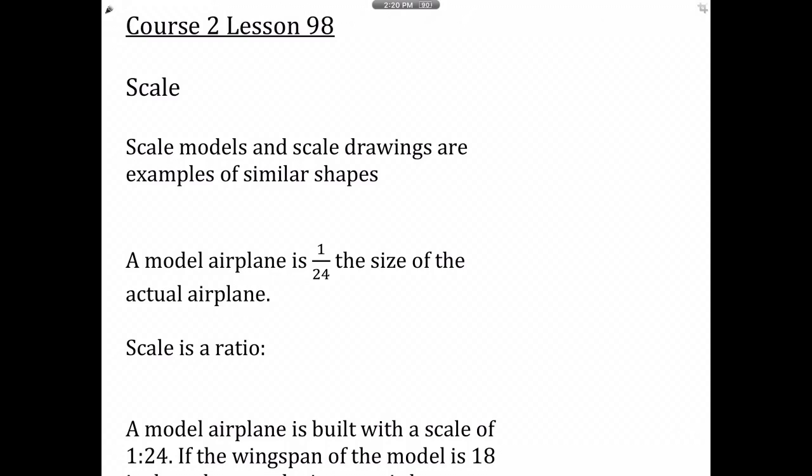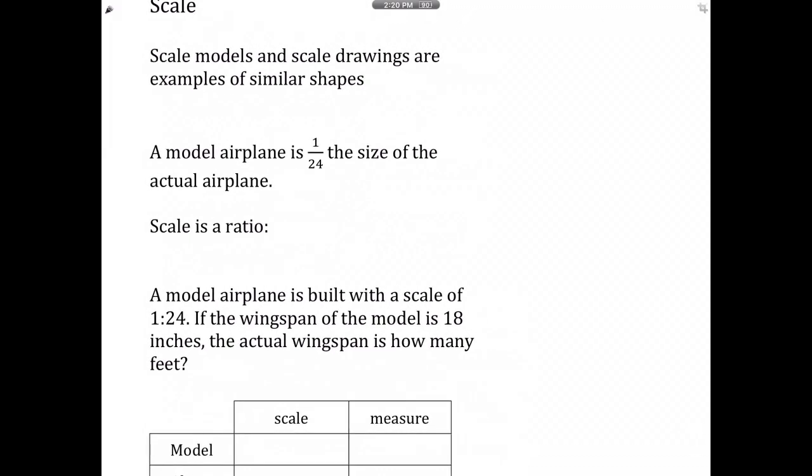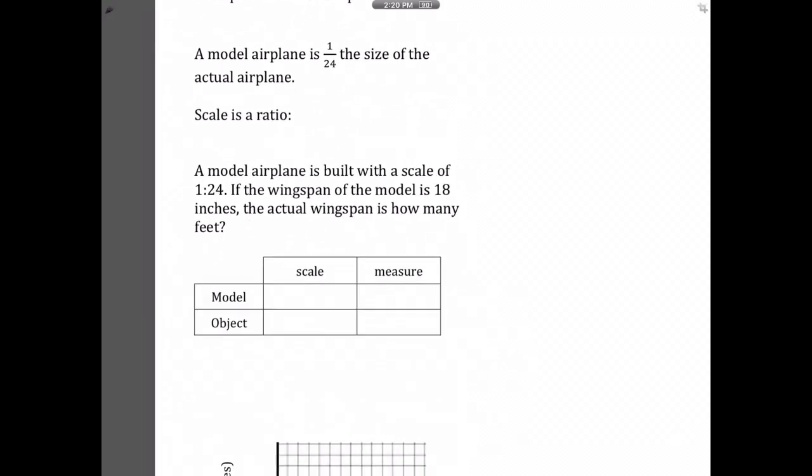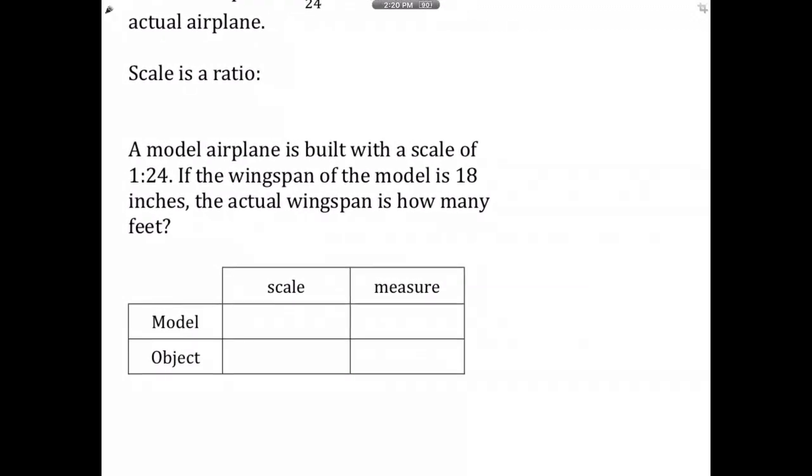So you guys know what it is to have model airplanes and cars, and this is about how many times the actual object is than the model. You do have to have it in the same units. So we'll look at this first one, and it says a model airplane is 1/24th, or 1 to 24, the size of the actual airplane. So here's the model, it's the 1. The actual object is the 24.